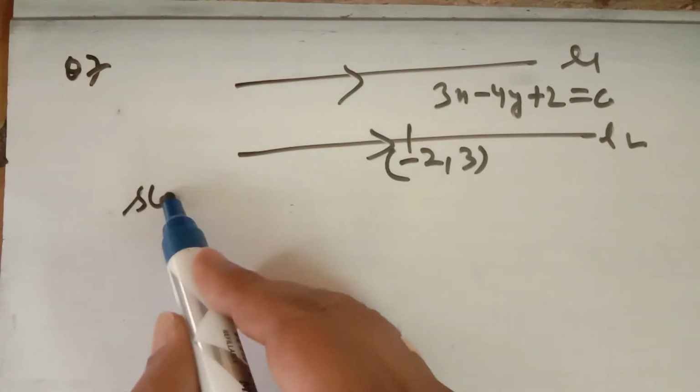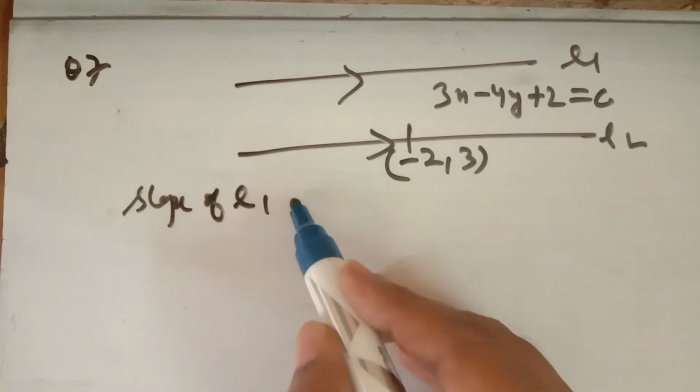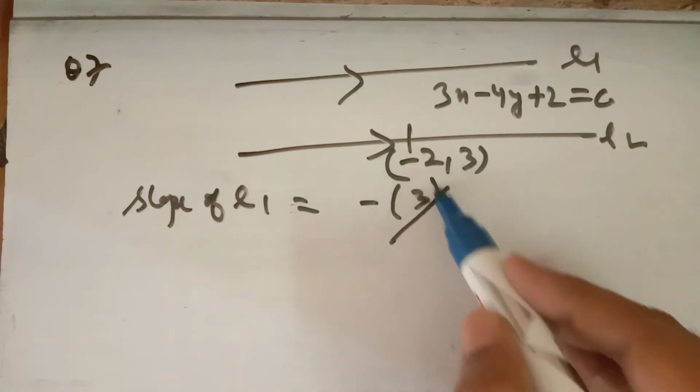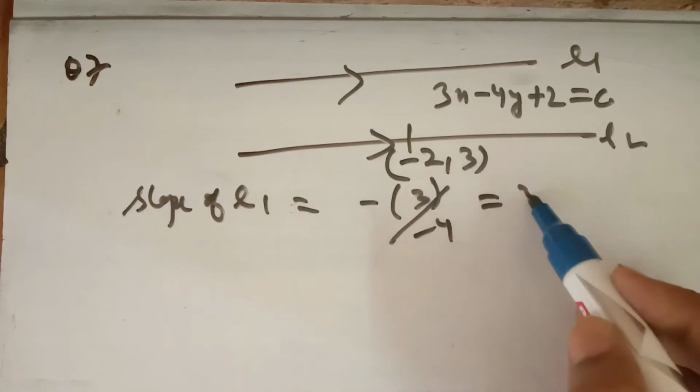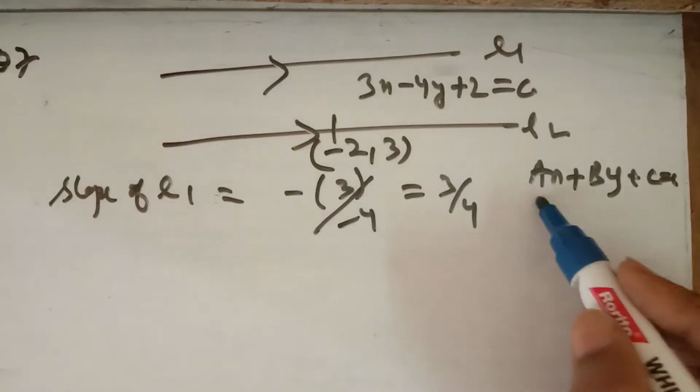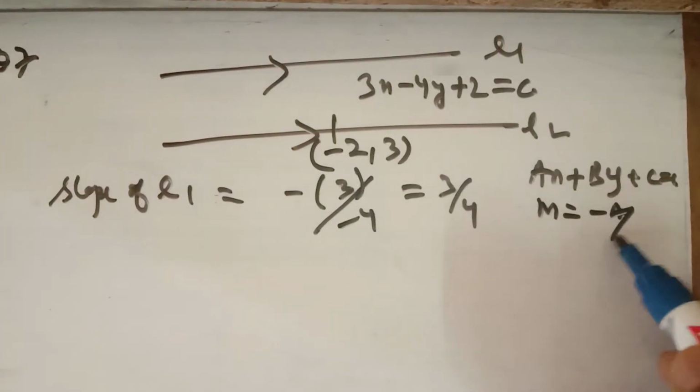Now the slope of the line L1 will be equal to -a upon b, which is equal to 3 upon 4. If the standard form is given, and if you don't know, then the slope of the line is -a upon b.